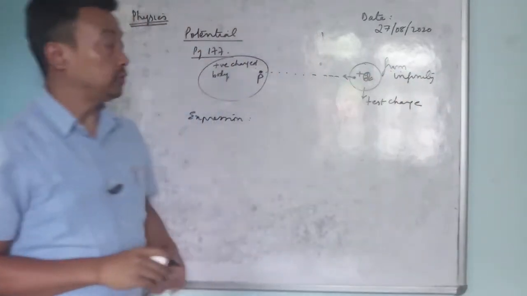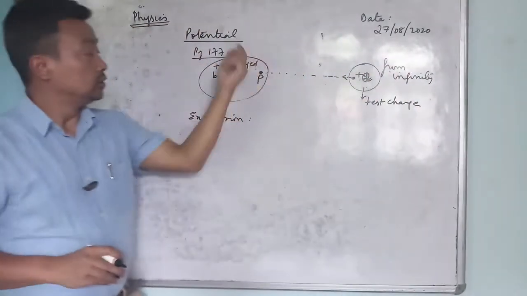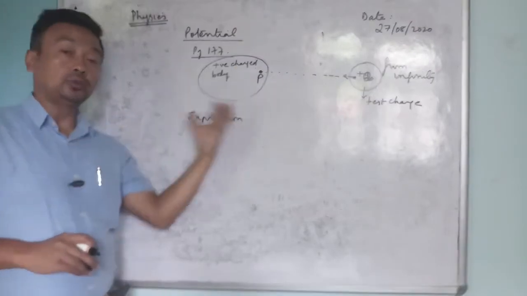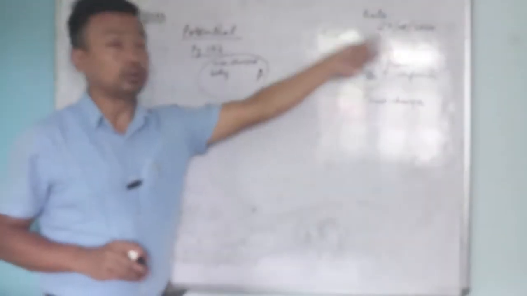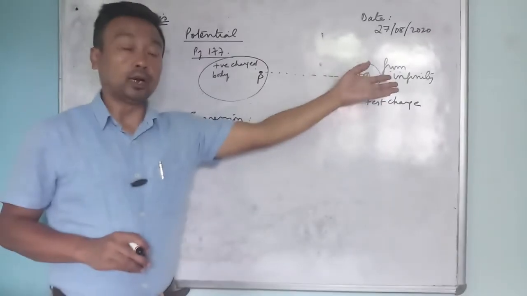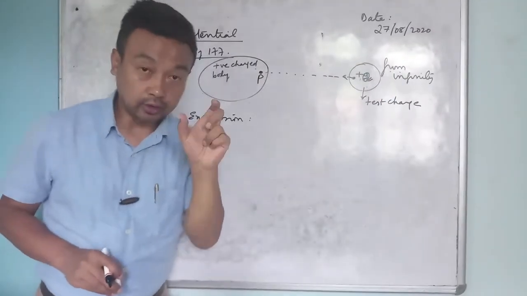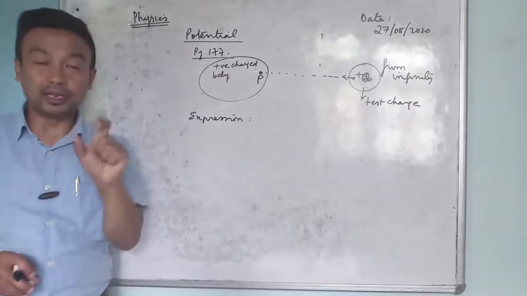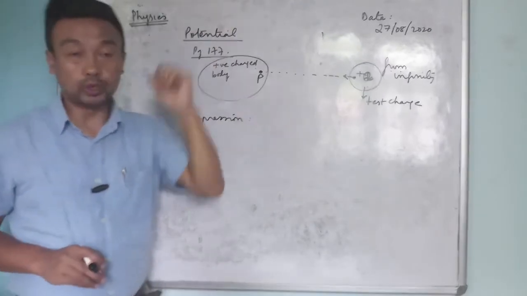It is coming from infinity. The charge is coming to a region where it is already positive charge, and you are bringing the charge from infinity to the point, and while doing so you are doing the work. So that work done is measured as the potential.